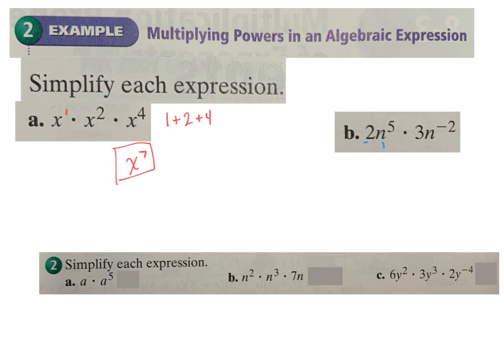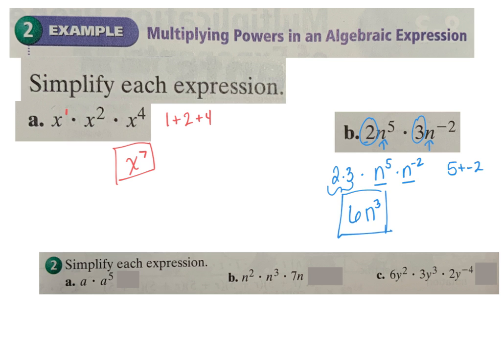So here I do have the same bases. I have n and n, but I have a coefficient here. And so for coefficients, you just multiply those. So you can reorder this because it's all multiplication. And so here you just multiply your coefficients, a 6. And then because these are like bases, you are going to add your exponents, 5 plus negative 2. So you would get n cubed.